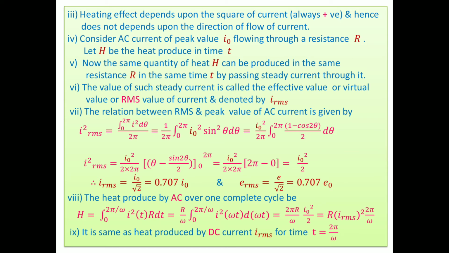Then how can we use it? Let us consider a coil of resistance R. Here, AC current, whose peak value is I0, flows through a coil of resistance R up to time t, and it produces a heat H. Here we take AC current whose peak value is I0, which is passing through the coil of resistance R up to time t, and it produces a heat H. This AC current is not measurable.